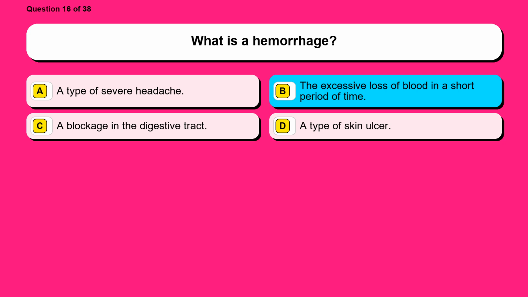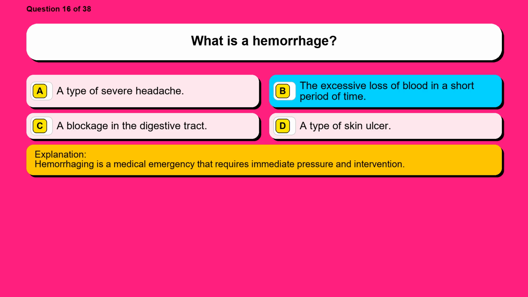The correct answer is option B. The excessive loss of blood in a short period of time. Hemorrhaging is a medical emergency that requires immediate pressure and intervention.